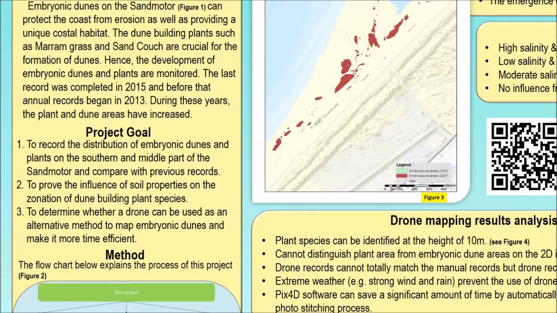Firstly, to record the distribution of embryonic dunes and plants on the southern and middle part of the Sandmotor and compare with previous years and with the other group, which recorded the northern portion of the Sandmotor. Secondly, to analyse whether or not soil properties have any major influence on pioneer plant zonation. Finally, to determine whether a drone can be used as a viable alternative that can map embryonic dunes directly from the air with a view to increase efficiency of cost, personnel and time.